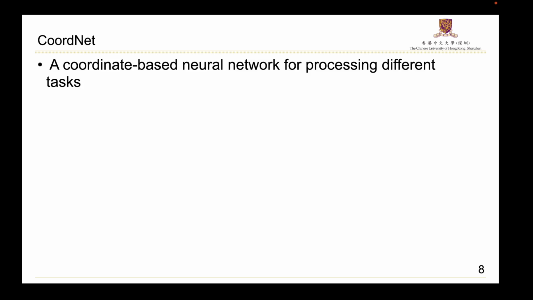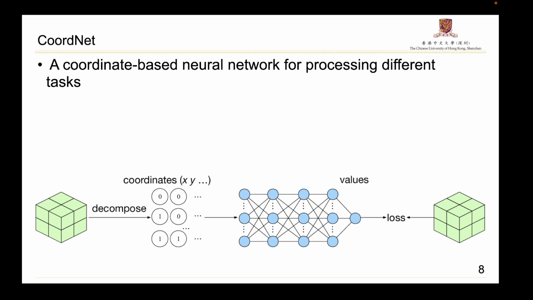CoordNet is a coordinate-based neural network. Given a set of data, we decompose it into a set of coordinates such as x, y, z, and t, and we feed this information into our neural network, and then predict the values, and then compute the loss to update the parameters in CoordNet.